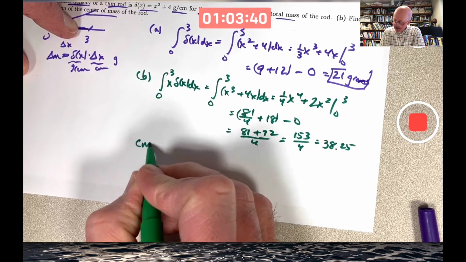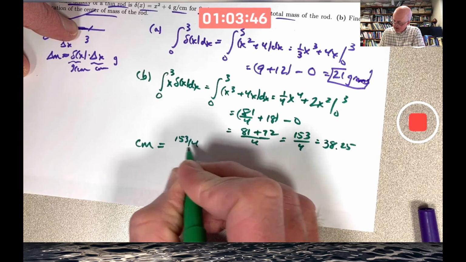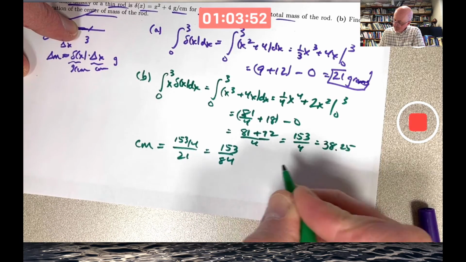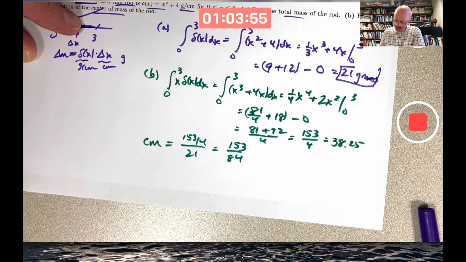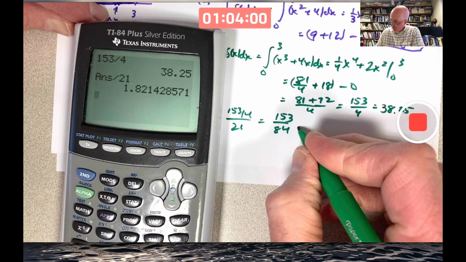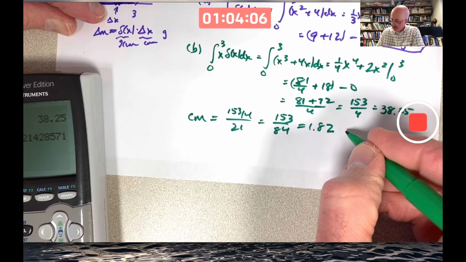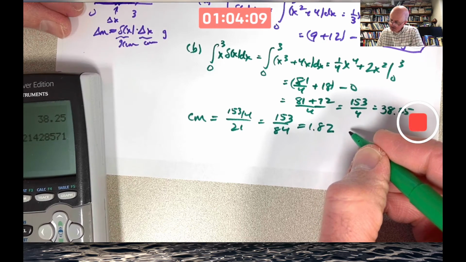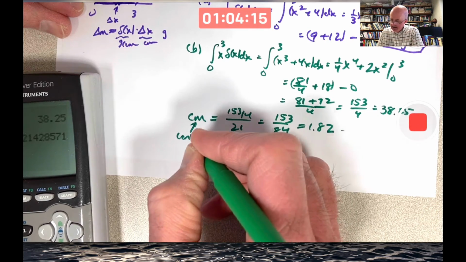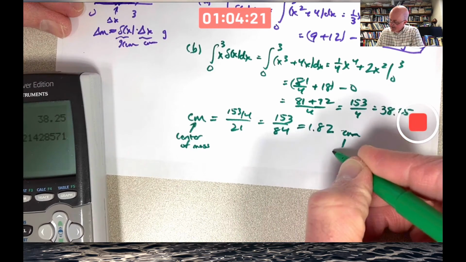But this means the center of mass is actually the moment divided by the mass itself. So it's 153 over 4 divided by 21. It's 153 over 84. And that is the same as this thing, 38.25 divided by 21, about 1.82. Units for the center of mass would be the units of distance. Yeah, it's a position here because it's the location. This is center of mass, and this is centimeters. Okay, same symbol there. Centimeters.